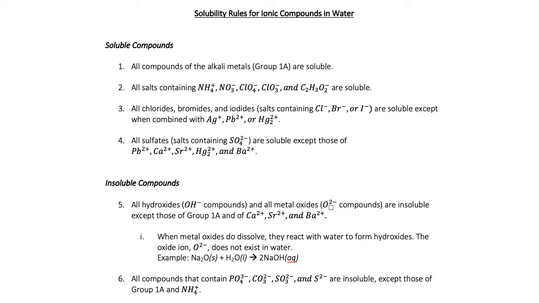There were also solubility rules for which compounds were typically insoluble. We learned that normally hydroxides and metal oxides are insoluble, except if they were paired with a group 1A metal or calcium, strontium, or barium. And we learned that phosphates, carbonates, sulfites, and sulfides were typically insoluble unless they were with a group 1A cation or the ammonium ion. We're going to see in this chapter that the rules we learned for compounds that were typically insoluble were just basic rules, and those salts will actually dissolve in water to a very, very small extent. So we call them slightly soluble solids or sparingly soluble.